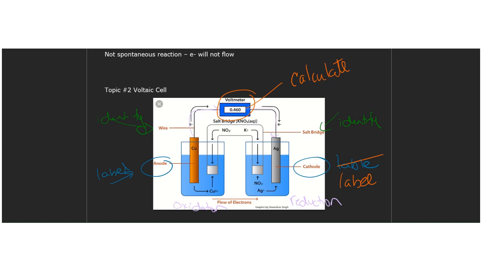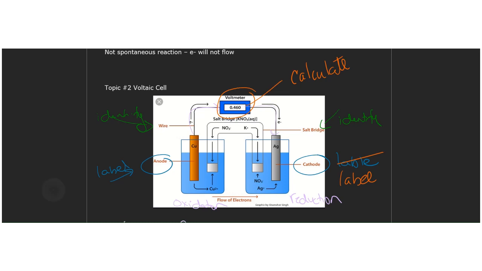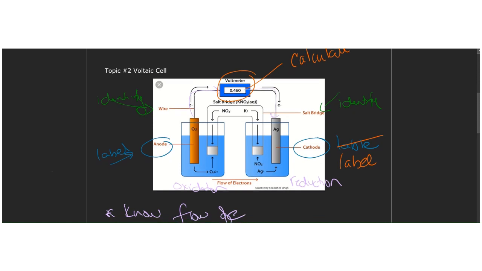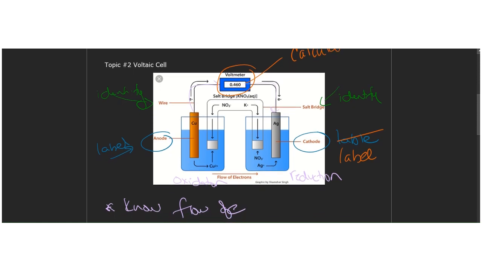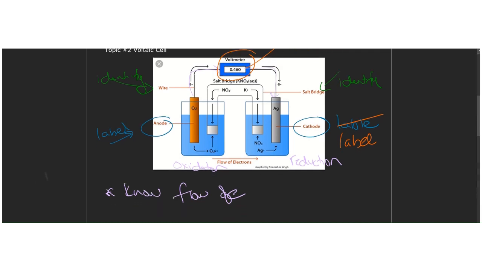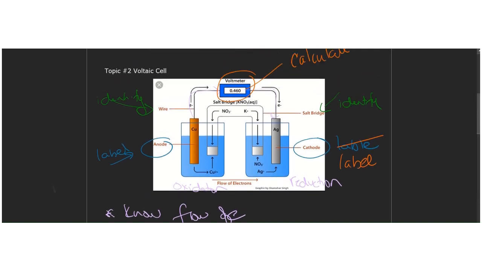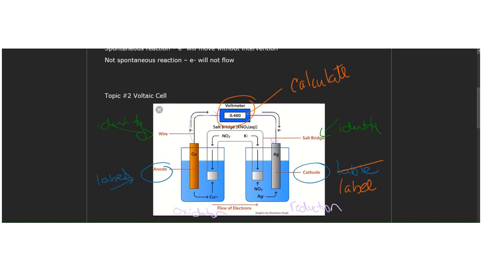If you don't, it's online, and I did post the link. It's page 5. So know that electrons flow out of the anode into the cathode, or they flow from oxidation to reduction.